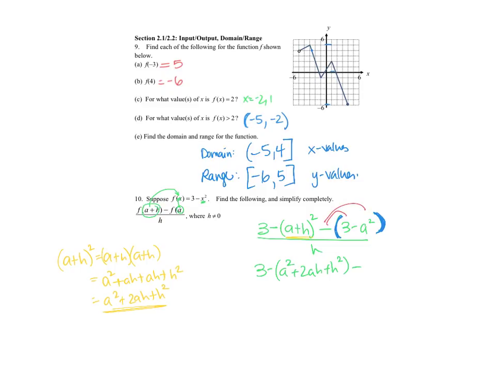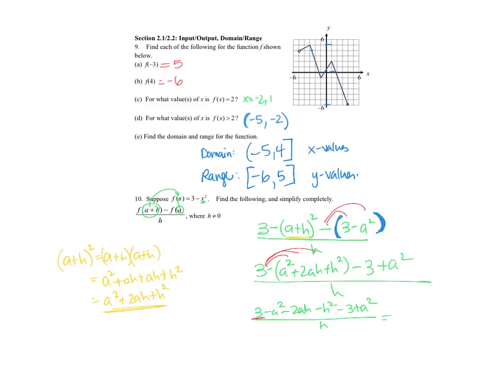And so I'll have minus 3 and then minus negative A squared, so plus A squared all over H. And then again, I can distribute this negative sign into all those guys here. And so I'll get 3 minus A squared minus 2AH minus H squared minus 3 plus A squared all over H.